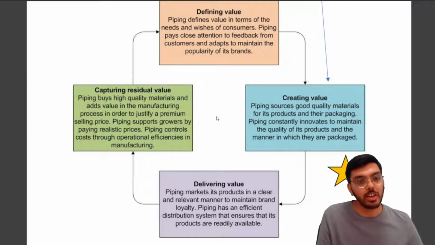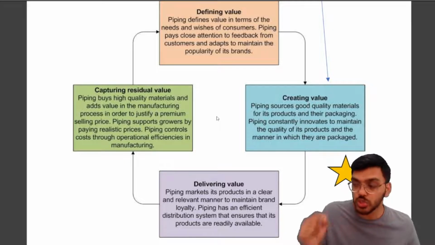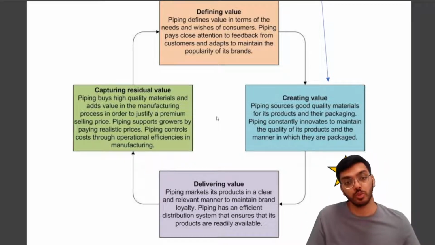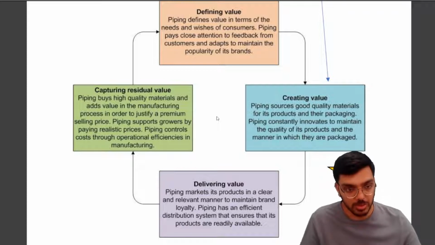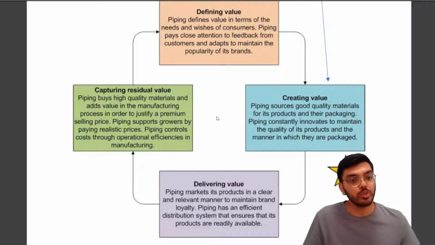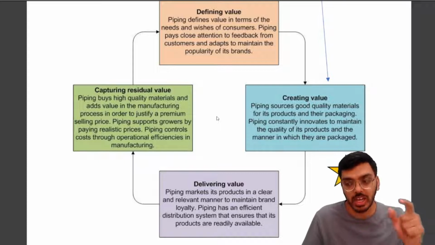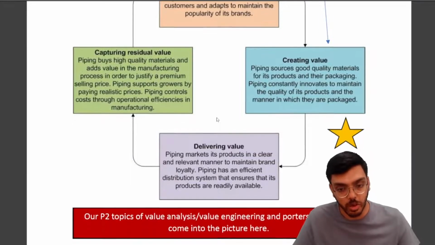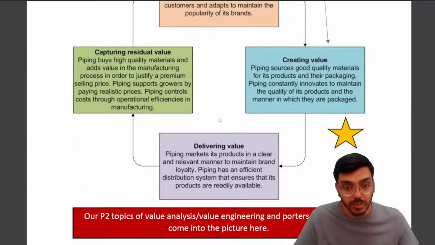So piping buys high quality materials and adds value in the manufacturing process to justify its premium selling price. Piping supports growers by paying them a realistic price. And piping controls costs through operational efficiencies in manufacturing. So, our manufacturing process is one which is very efficient.